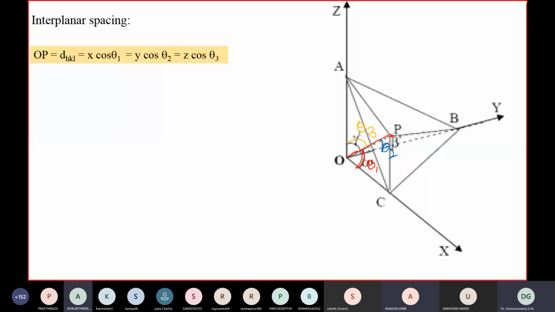Sir, is there a plane at the origin? There is one plane. You have to imagine it. It is the 111 plane of the unit cell which is below. Sir, we will again briefly explain this concept tomorrow, interplanar spacing. Yes, I'll do that. That's better. OP is the distance between which two planes? I'll tell you tomorrow. Tomorrow let's discuss.